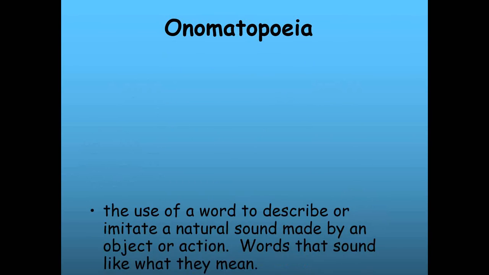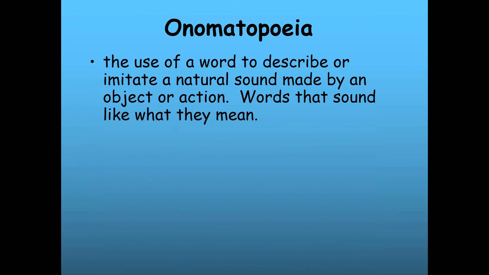Onomatopoeia, the use of a word to describe or imitate a natural sound made by an object or action. Words that sound like what they mean. For example, when I say the buzzing of the bee, buzzing or the buzz is the sound of the bee, and I'm writing it in words.